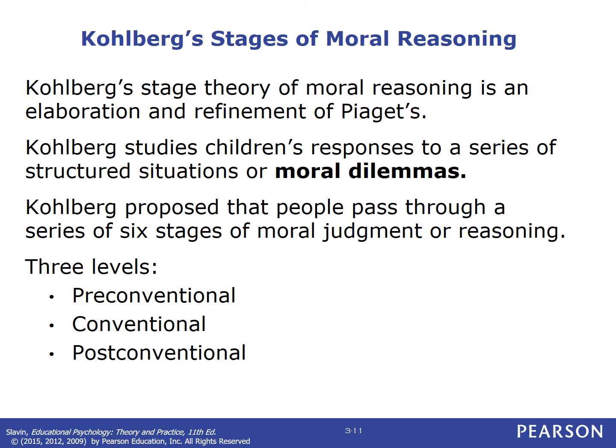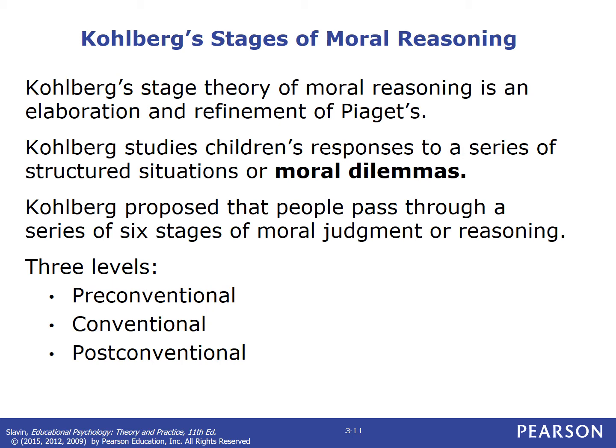One of the famous researchers who studied moral reasoning is Lawrence Kohlberg, and he came up with a theory about moral reasoning. He said that people go through stages of moral reasoning, just like, think about Piaget and his stages of cognitive development. Kohlberg came up with a theory that said people go through stages of moral reasoning. It's basically an elaboration and refinement of work that Piaget did in this area earlier.